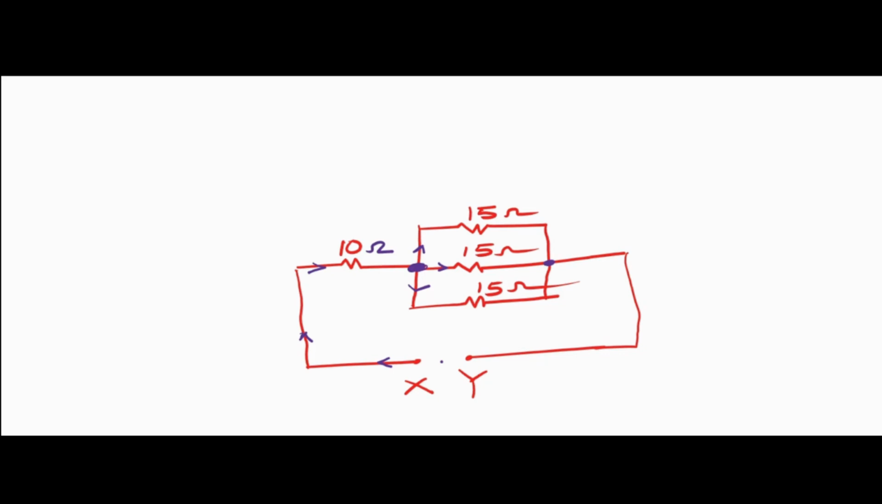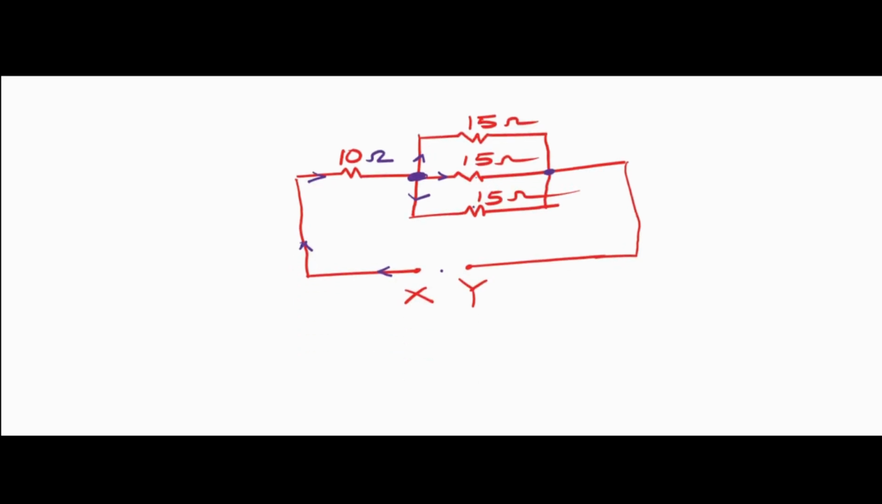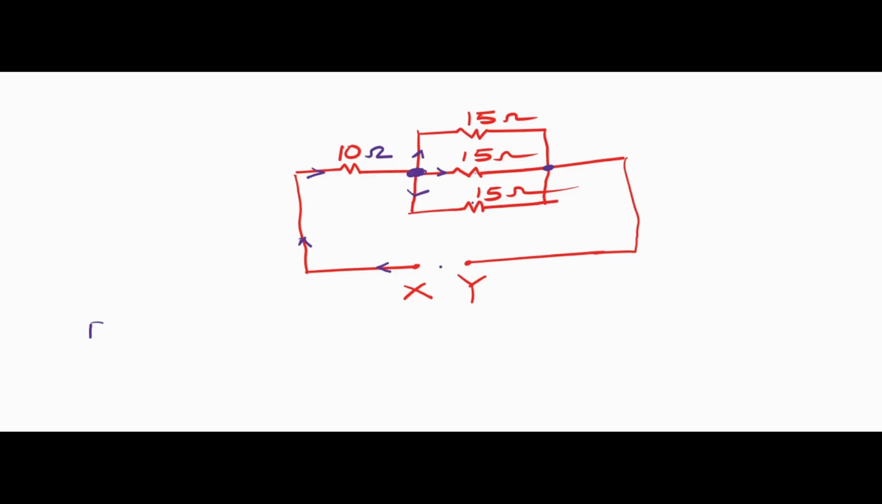So we consider these three 15 ohm resistors to be in parallel. After calculating the three in parallel, we add the 10 ohms, and we get the total equivalent resistance Rxy. Now we calculate here. How do we calculate? So this Rxy equals 10 plus.